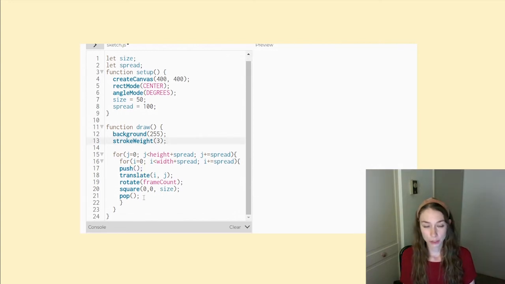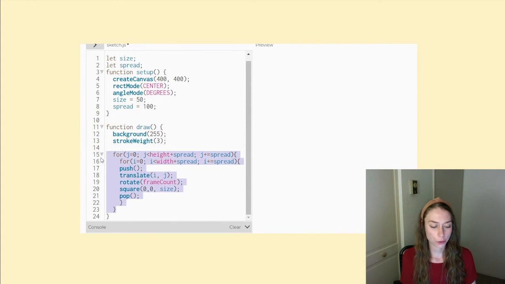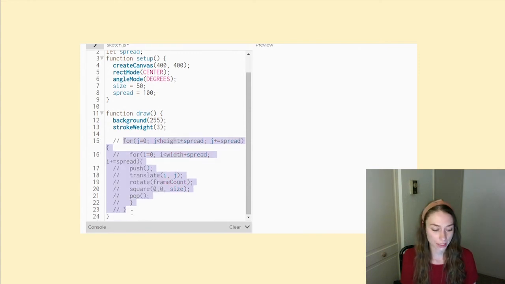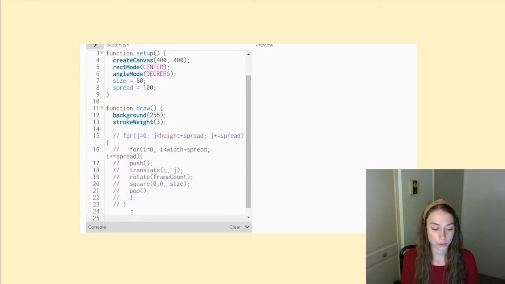So just to make sure I'm driving home this concept of the push and pop and why we're utilizing it inside of this space, I'm going to show you how I would create a grid if I was going to use translate without utilizing this push and pop command.